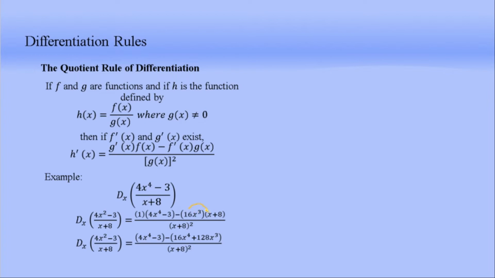Again, for a variable, there's always a constant 1 and an exponent 1. So if you add the exponents of these x variables, it's going to be 4. So x raised to the fourth power. And then we're going to multiply this to this. So 16 times 16x cubed times 8 is going to be 128x cubed. And then we're just going to retain the denominator of x plus 8 squared.